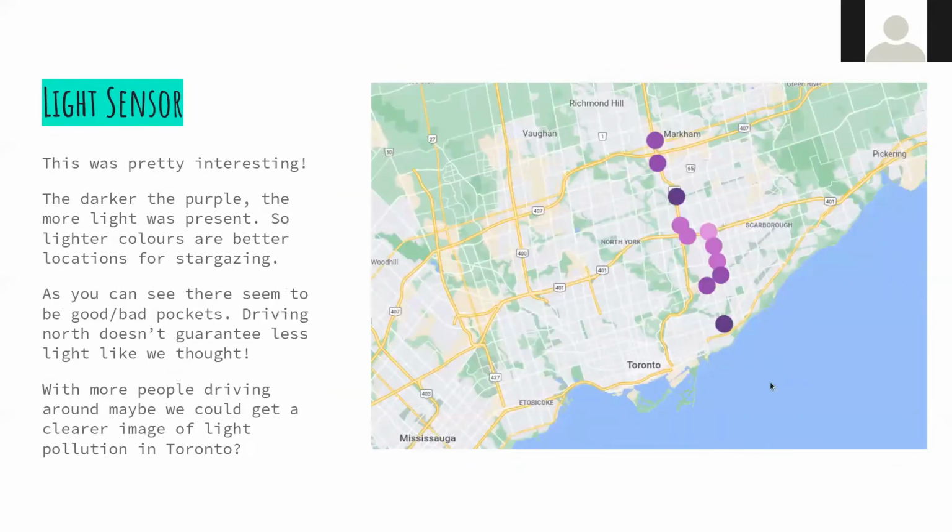It was really interesting to see. Here you can see these purple dots represent the amount of light at each location. Darker purple means more light, lighter purple means less light. And you'd think that it would just be a linear relationship. As we drive north, we get less and less light.